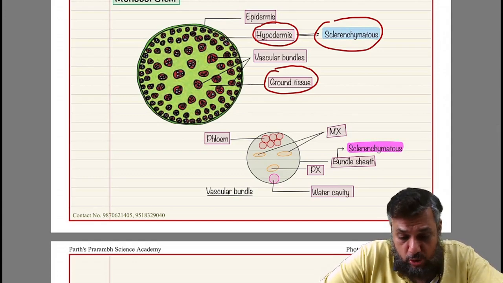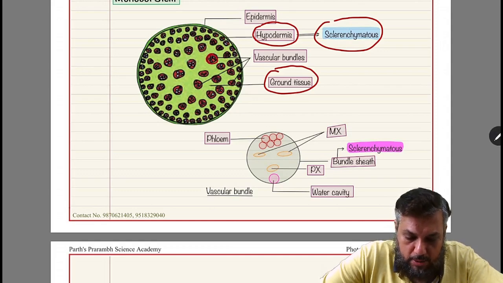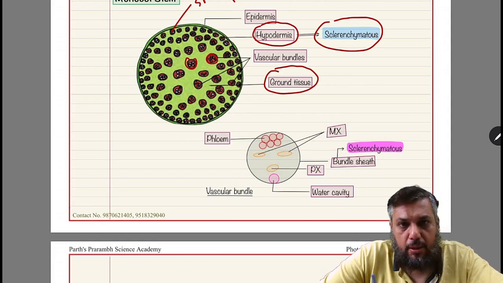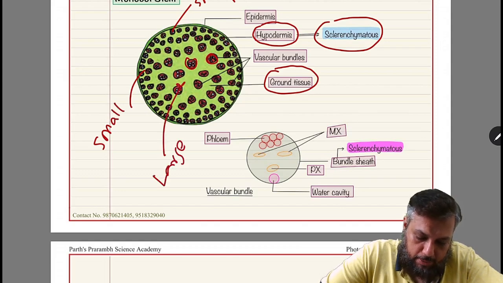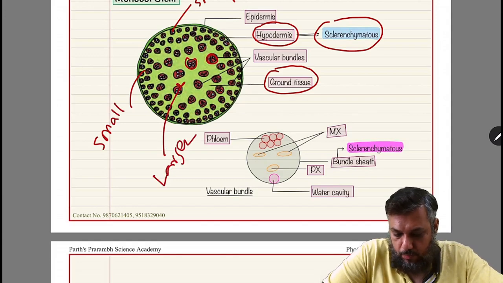ओके. और वास्कुलर बंडल्स जो होते हैं वो स्कैटर्ड होते हैं. So if you see these vascular bundles, they are very much scattered. पेरीफेरी के जो होते हैं वो छोटे होते हैं और सेंटर की तरफ जो है they are comparatively larger. So the ones in the periphery are comparatively small. Towards the center, they are comparatively larger. Okay.